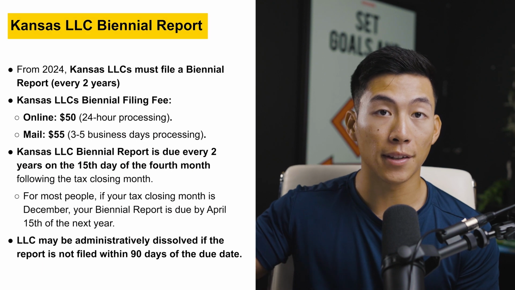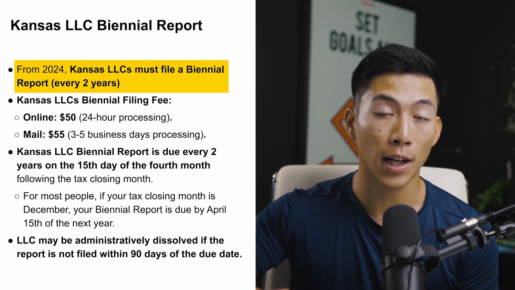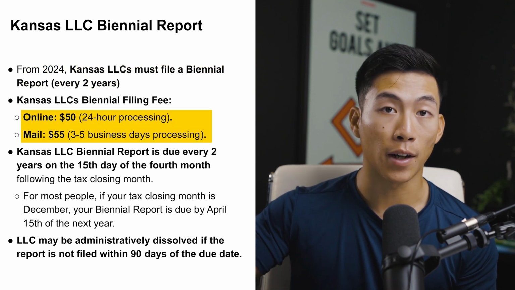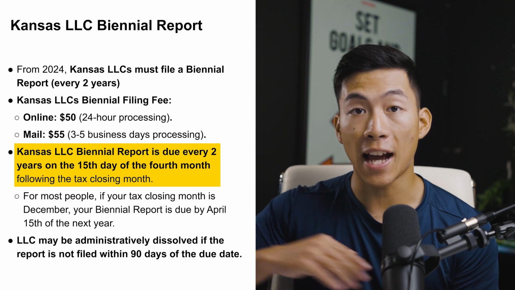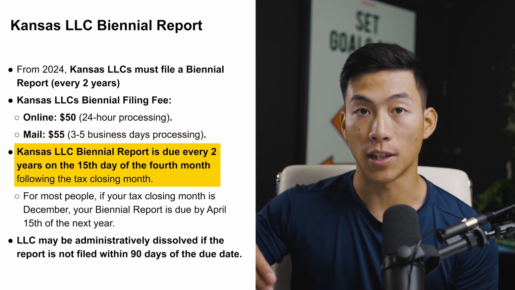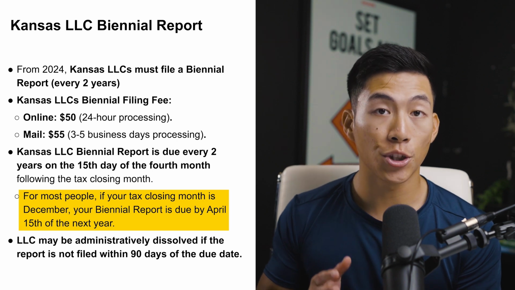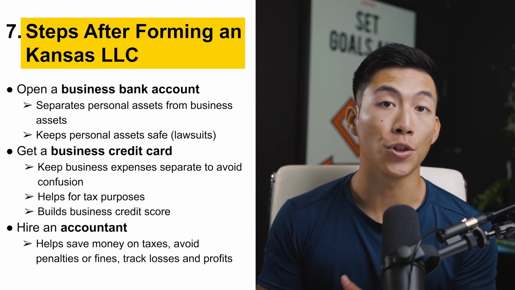Next thing you have to know about is the biennial report. So if you have an LLC in the state of Kansas, then you have to file a report every 2 years. And this is going to cost you anywhere between $50 to $55 to file this online or by mail. This is due on the 15th of the 4th month after your tax closing month. So for example, if your LLC closes its tax year in December, that means your report is due by April 15th.